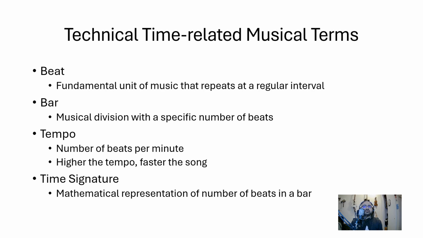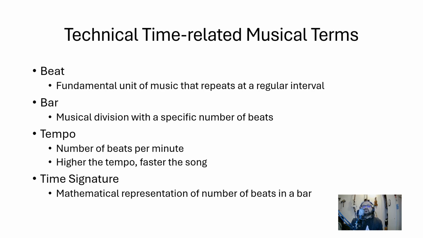A bar is just a collection of beats, but it is still a musical division. It has to make mathematical sense with a specific number of beats, and that is also repeated across the song. But bar is going to be more calculative and informative to us when we get to reading sheet music more.